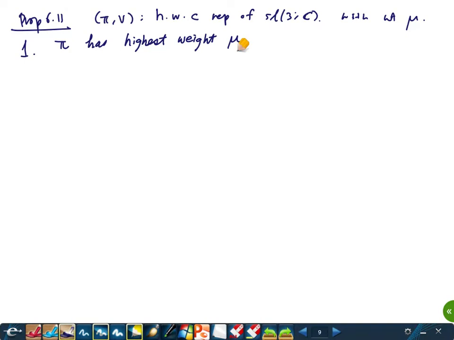Okay. So second, the weight space for mu has dimension 1.